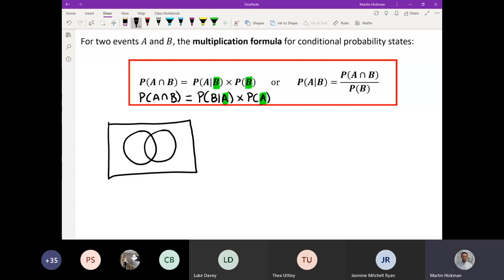Finally, we're working out the probability of C or D. And to do this, we simply just use the formula that we were using earlier. Just like at the start of the lesson, we're going to add the probabilities of C and D together. But then we just take away the probability of C and D. So we just take that from part A. And we get 0.62 when I do that.